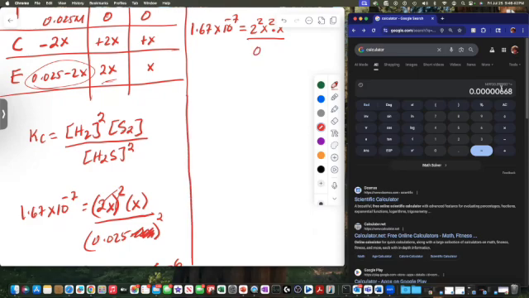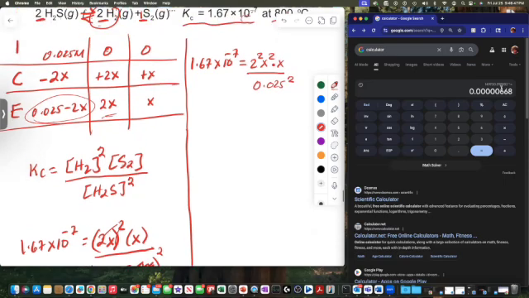So the bottom number becomes 0.025 squared, right? Let me square this. Okay, so my bottom number here becomes 0.000625, and we have 1.67 times 10 power negative 7. This gives us what? 4. And then this gives us x cubed. So I'm going to take the bottom number times this, right? This is going to be 1.